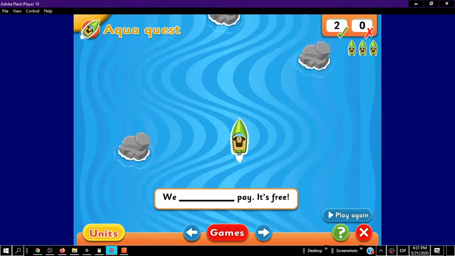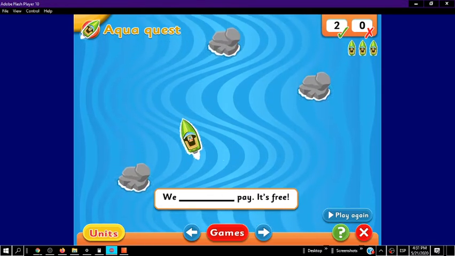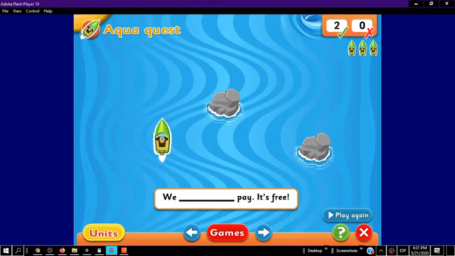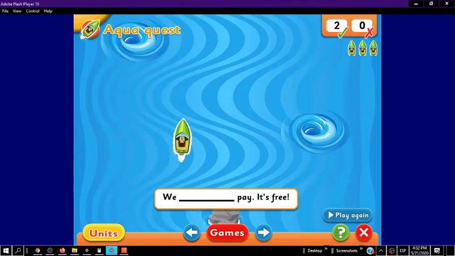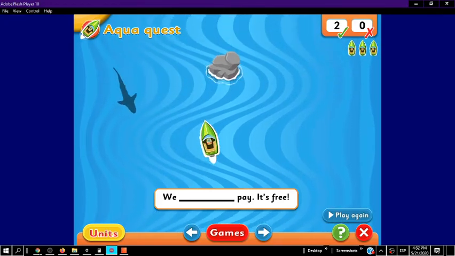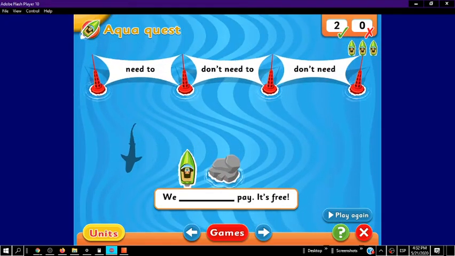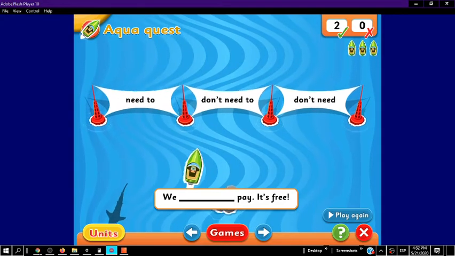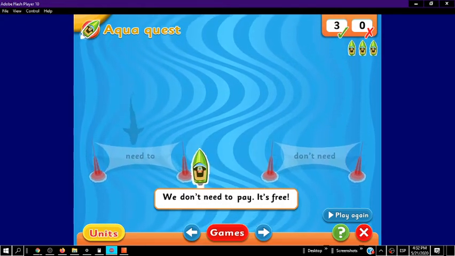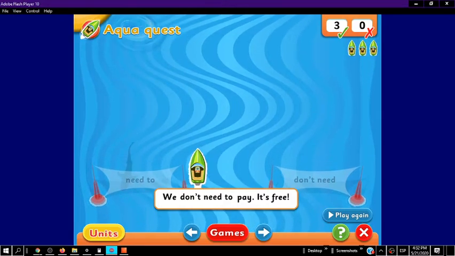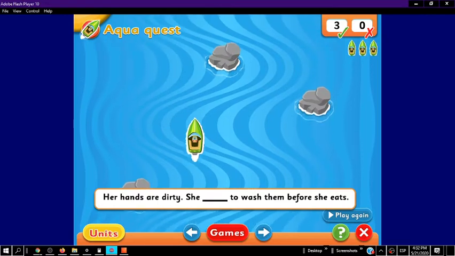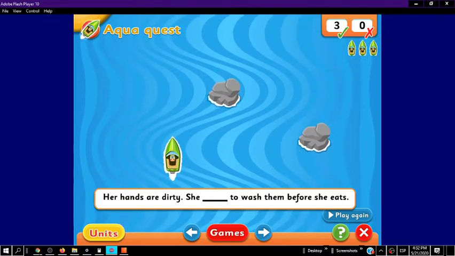We blank pay. It's free. Well, if it's free, you don't need to pay, right? Let's see what our options are. We need to pay. It's free. We don't need to pay. It's free. Oh, here we go. Okay. We don't need to pay. It's free. All right. Good.